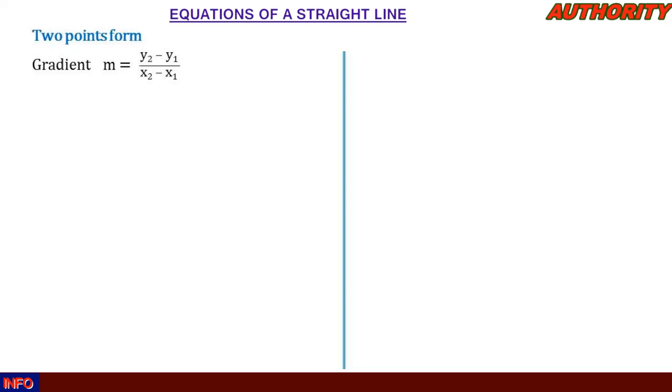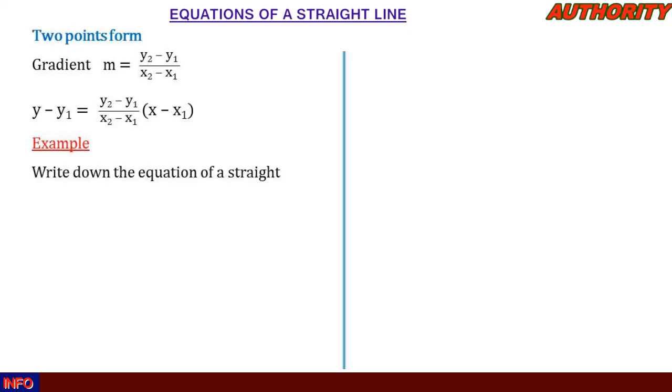We're going to say that the formula for the equation of a straight line in 2-point form is going to give us y minus y1 equal to y2 minus y1 all over x2 minus x1 open bracket x minus x1. Okay, yes, let's go. Let's take examples. Let's consider this question. Write down the equation of a straight line passing through the points minus 2 comma minus 1 and 3 comma 4.